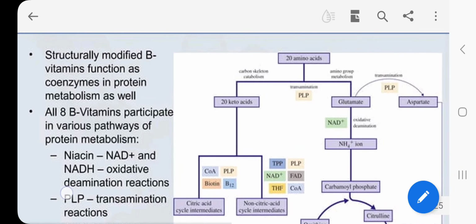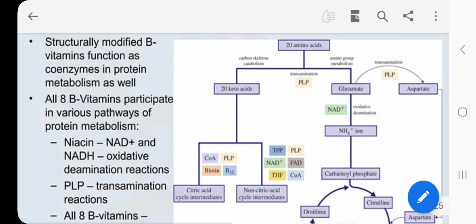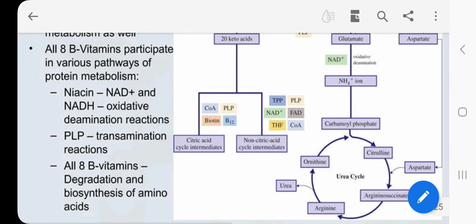So as you can see in this figure, meron tayong 20 amino acids. Dun sa 20 na amino acid, meron tayong amino group, meron tayong carbon skeleton group. Dun sa amino group, ang metabolism niya is through glutamate. Then it undergoes oxidative deamination where NAD+ is needed, converting it to ammonium ion. Yung ammonium ion na yun ang gagamitin dun sa carbamoyl phosphate and it will enter the urea cycle.